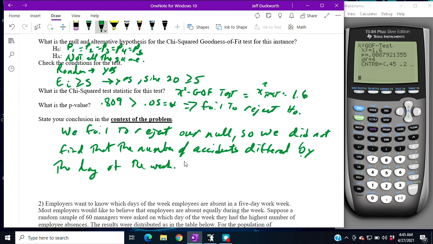All right, so be careful here. I've concluded that we fail to reject. Remember, p greater than alpha, fail to reject. P less than or equal to alpha, we reject. Make sure that your context conclusion is based upon what you actually did.